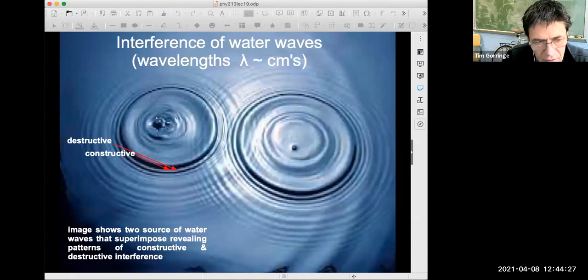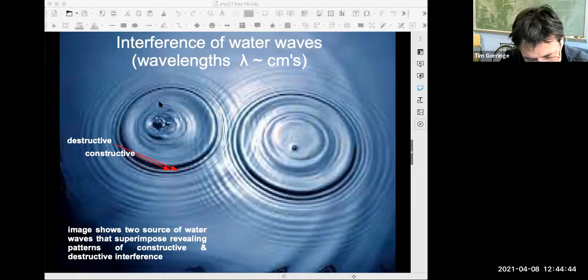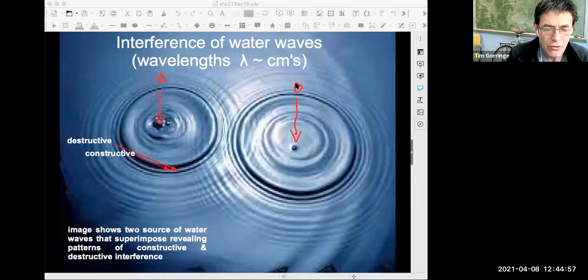So this picture here shows interference of two water waves. What I did was I dropped a stone into the water over here and simultaneously dropped a stone into the water over here. And that made two waves that emerged from where I dropped the two stones. The waves are sort of circular wave fronts that move out from the location where the stones were dropped into the surrounding pond.